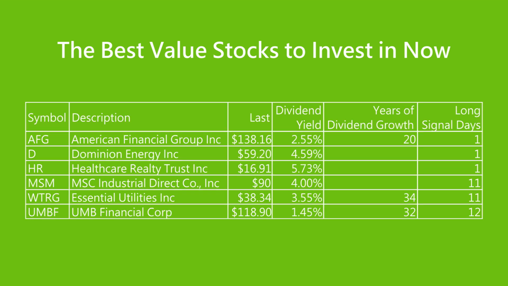Combining the long signal days and dividend yield, we can identify the best value stock opportunities right now: D, HR, WTRG, and UMBF. Among these, WTRG and UMBF stand out as dividend aristocrats, having increased their dividends for 34 and 32 consecutive years. By purchasing WTRG and UMBF, you can enjoy a steady stream of dividend income.